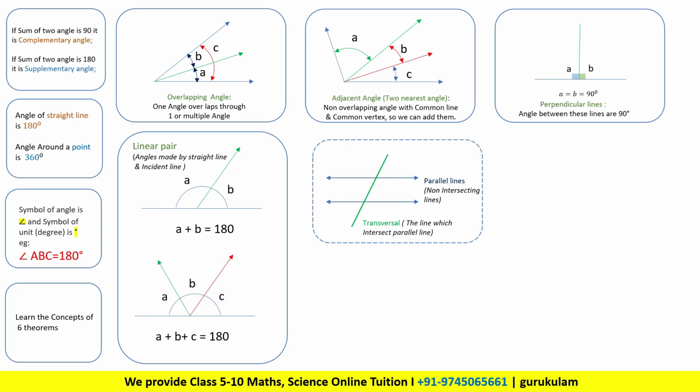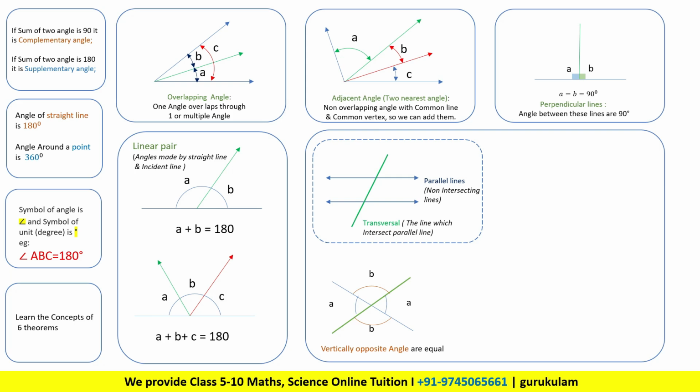Based on this we have to learn three important concepts. The first one is vertically opposite angle. Consider the parallel lines intersected by a transversal here. Considering these two lines, this angle will be equal to this angle, and this angle will be equal to this angle. Similarly, considering this portion, this angle will be equal to this angle, and this angle will be equal to this angle. So this is the concept of vertically opposite angle.